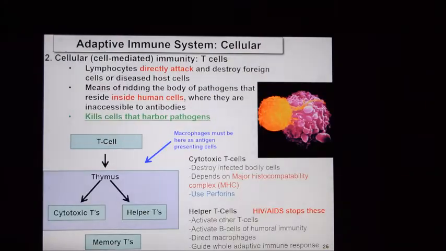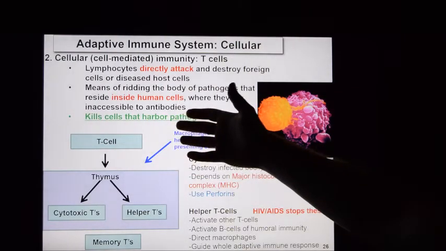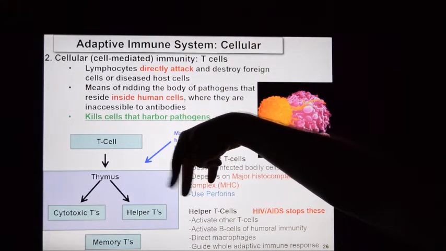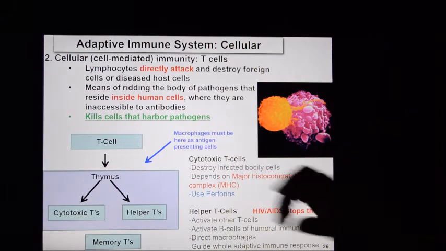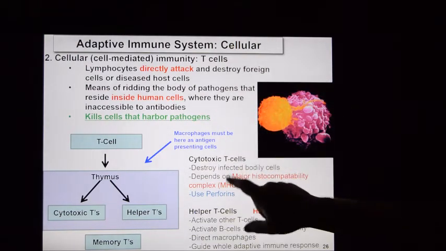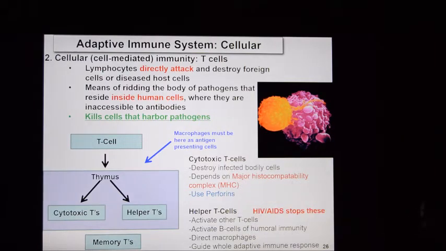Alright, and then there are T cells. So T cells are made in the bone marrow. They go and hang out in the thymus where they develop into either cytotoxic Ts or helper Ts. Cytotoxic Ts, let me explain what they do.